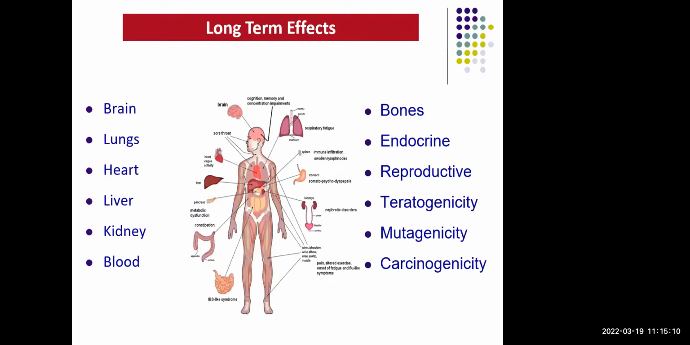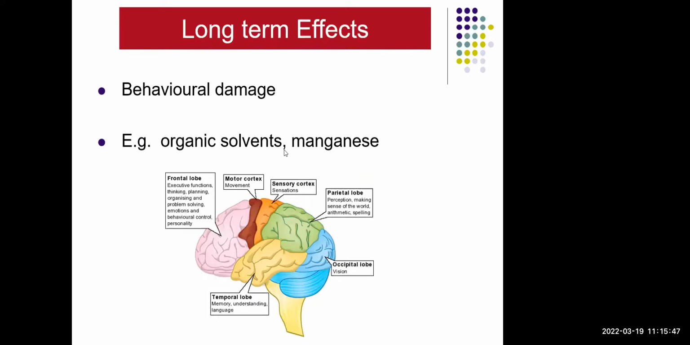Now, these long-term effects come after a very, very long time of exposure, slow absorption, and they can practically affect any organ of the body: brain, lungs, heart, liver, kidney, blood, bones. Each chemical has an affinity for a particular organ. For example, mercury will affect the brain and peripheral nerves, cadmium will affect bones and kidneys, and so forth. They may cause physical damage, and they also may cause functional damage. I'm coming to this: what is reproductive? The reproductive system can be affected. There could be behavioral damage also, like organic solvents and manganese can cause behavioral damage.